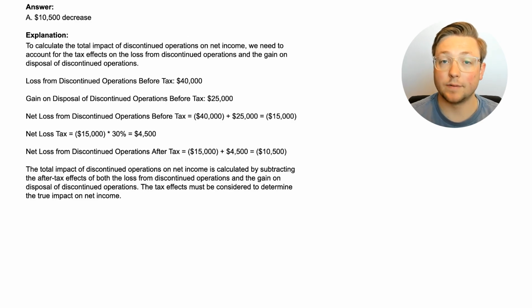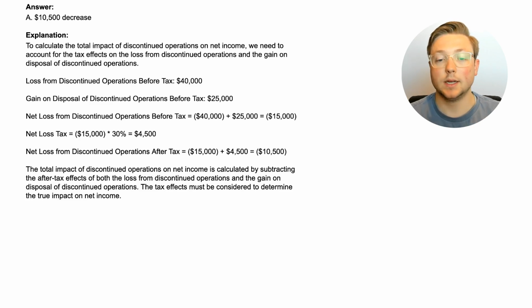Okay, the answer is $10,500 decrease to the net income. So let's go through this as well. To calculate the total impact of discontinued operations on net income, we need to account for the tax effects on the loss from discontinued operations and the gain on disposal of discontinued operations. So we have to figure out the taxes and the tax effect for these discontinued operations before we do anything else. So we have to net these two together, to figure out what the net loss is from the discontinued operations, and that's a $15,000 loss. Then we multiply it by the tax rate of 30%, and that means that there's a $4,500 tax benefit that we add back to this loss. So the loss actually only ends up being $10,500, and that's the answer right there.